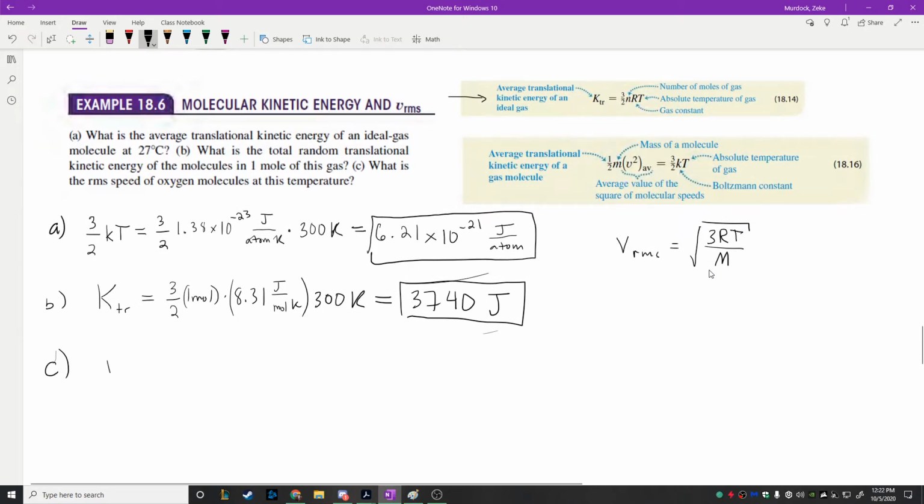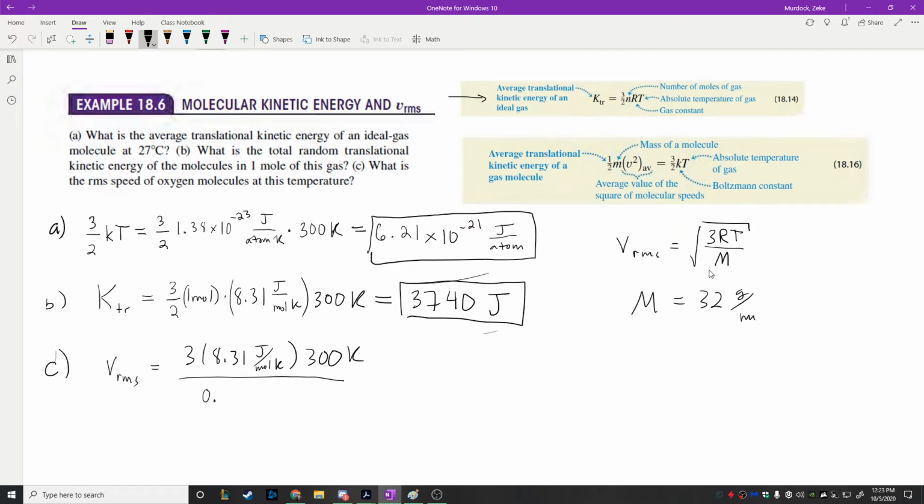So if we take those numbers, Vrms is going to be the square root of 3 times 8.31 times 300 divided by the molar mass, and it's 32. We got to multiply that. So the molar mass is 32 grams per mole. So we have to convert that to kilograms per mole.